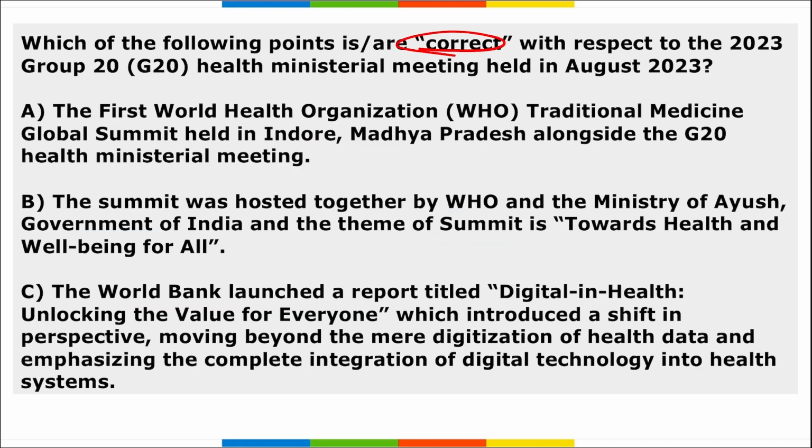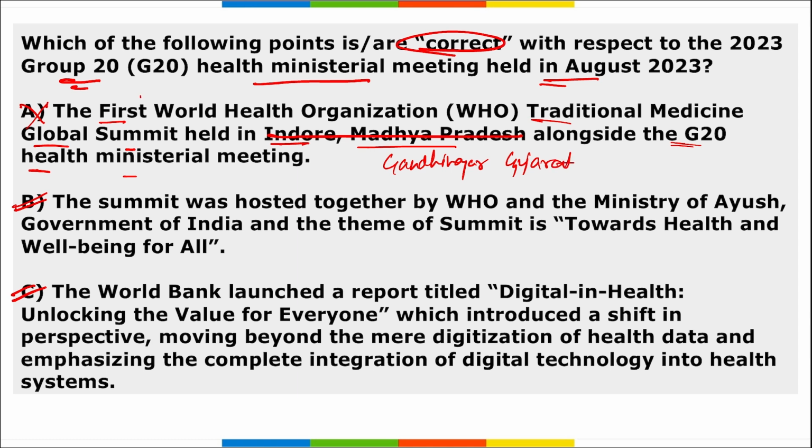Next, which among the following are correct with respect to the G20 Health Ministers Meet that was held in August? If we look at it, just options B and C are correct. A is wrongly mentioned here. A says that the first WHO Traditional Medicine Global Summit was held in Indore, Madhya Pradesh alongside the G20 Health Ministers meeting. So is it correct? Remember, no, this is wrong. It was not held in Indore, Madhya Pradesh. Actually, it was held in Gandhinagar, Gujarat. Correct? So the first WHO Traditional Medicine Global Summit was held in Gandhinagar, Gujarat alongside the G20 Health Ministerial meeting.